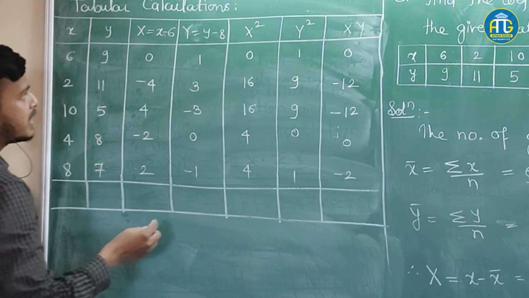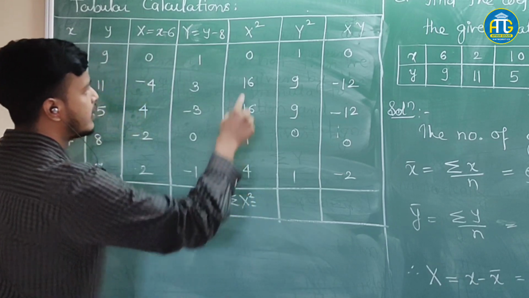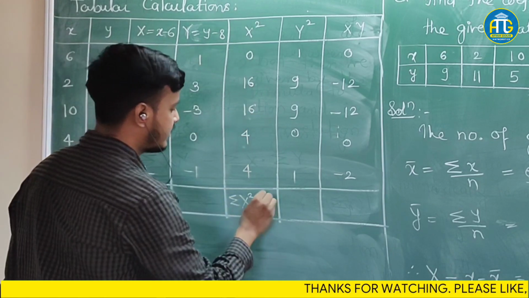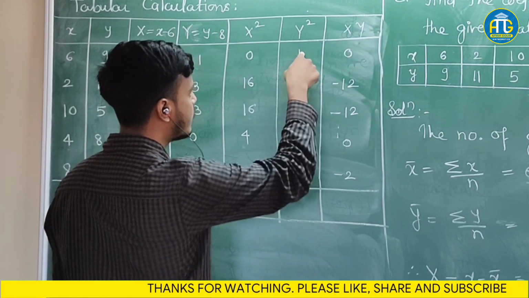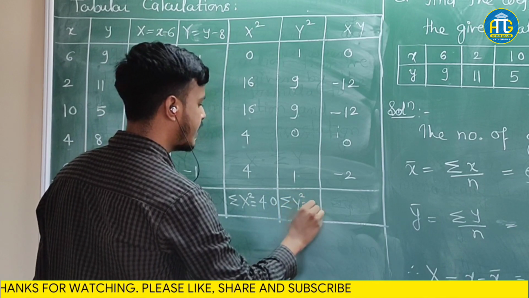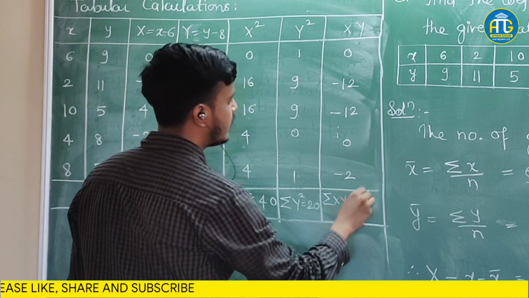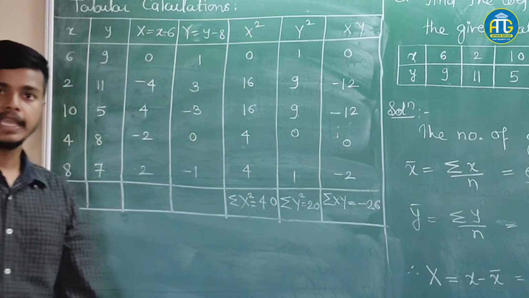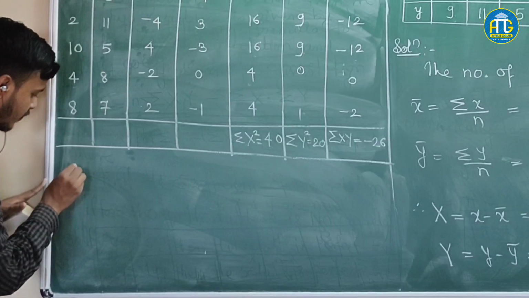Now we want the summation of X square. 16, 16 is 32, plus 8 is 40. Next, the sum of Y square: 9 plus 1 is 10, 9 plus 1 is 10, so summation Y square is 20. And summation XY is 24 minus 26, that is minus 26. After getting all these values, you just need to find the coefficient of correlation.